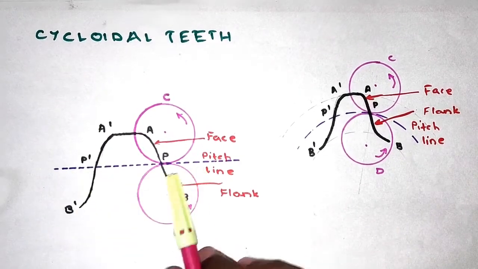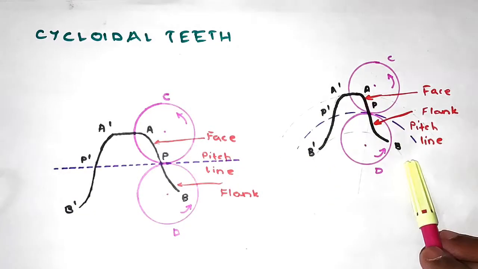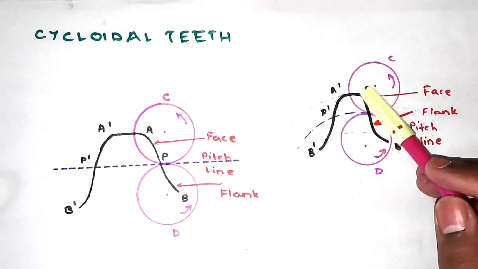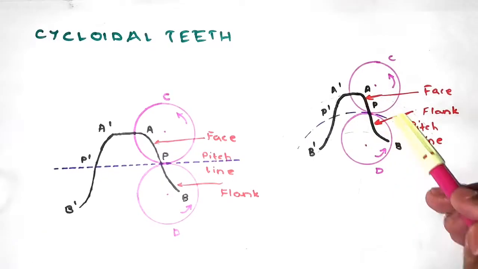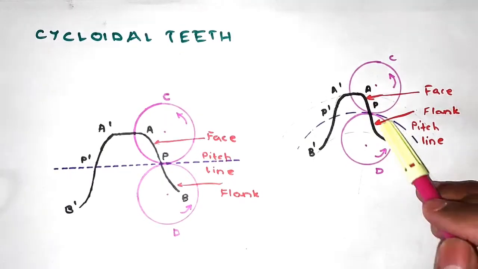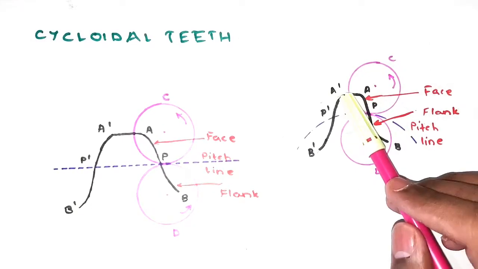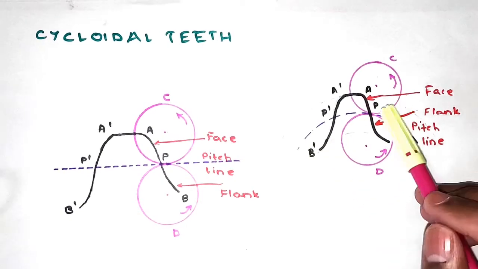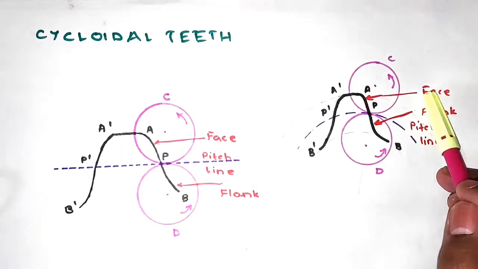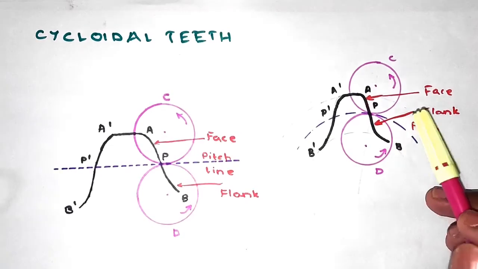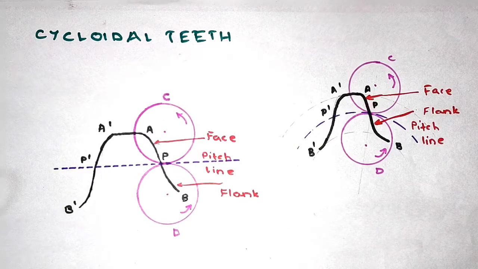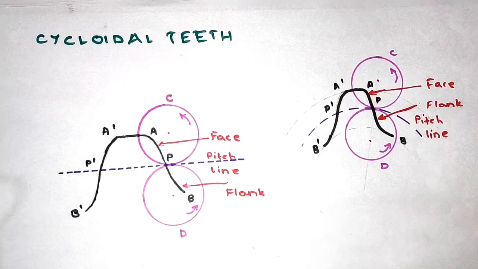Now when this pitch line is replaced by an arc as shown in this figure, the circle C traces an epicycloid AP or PA, and the circle D traces a hypocycloid, that is PB. Similarly, A dash P dash B dash are also the cycloidal curves of this tooth. So AP represents the face, A dash P dash also represents the face, then PB represents the flank and P dash B dash represents the flank. So this is about the representation of cycloidal teeth.